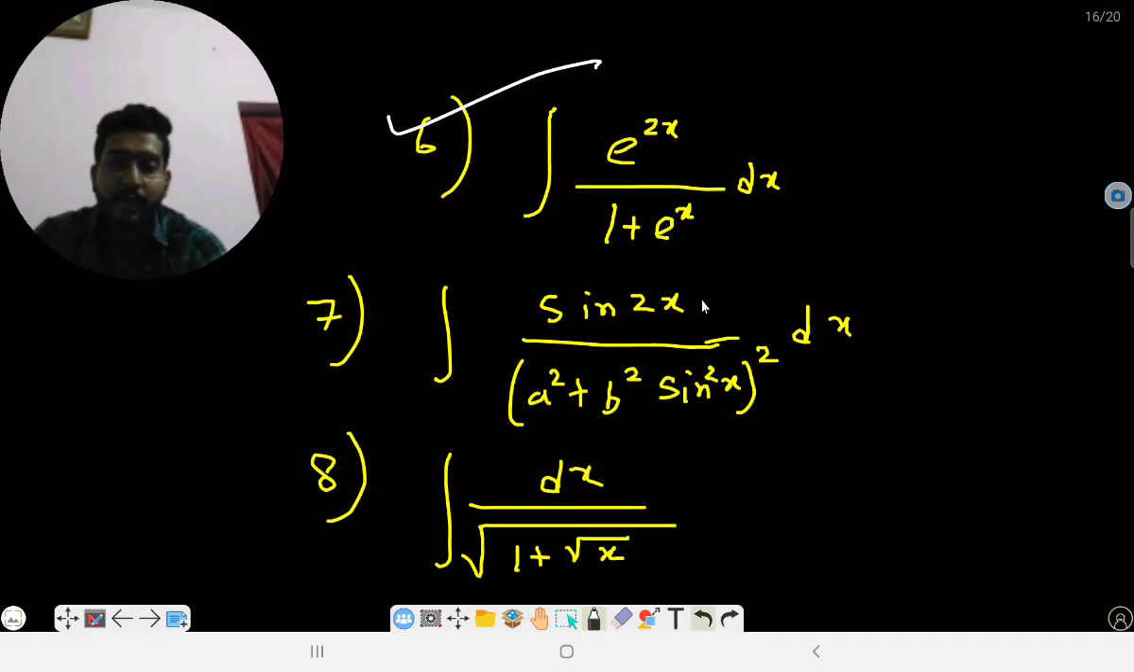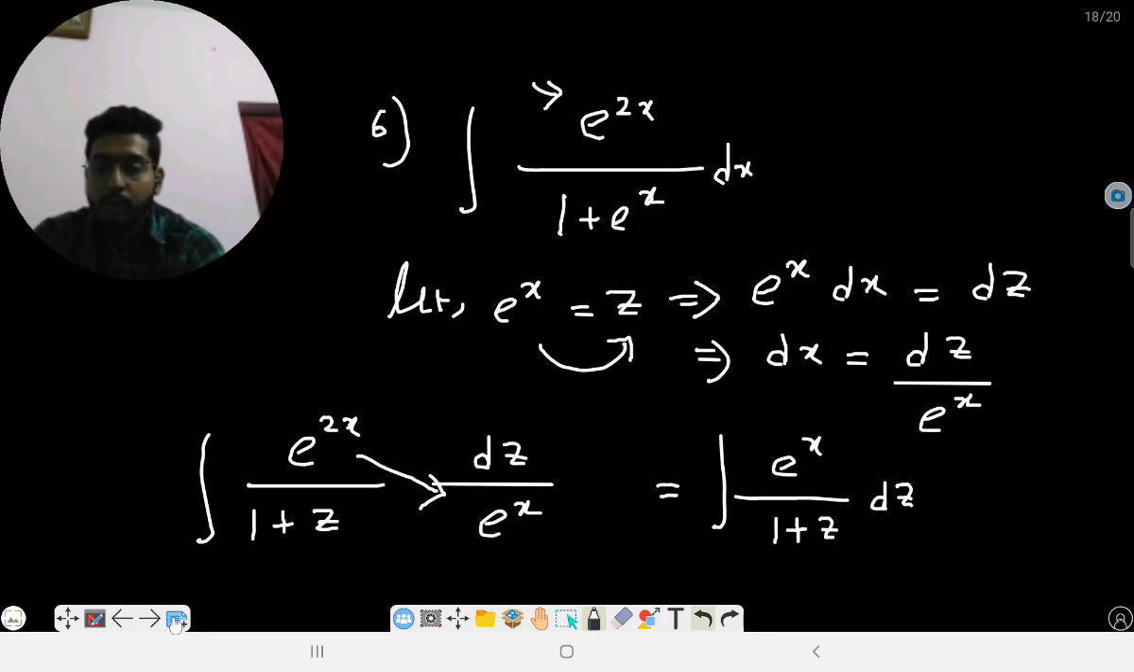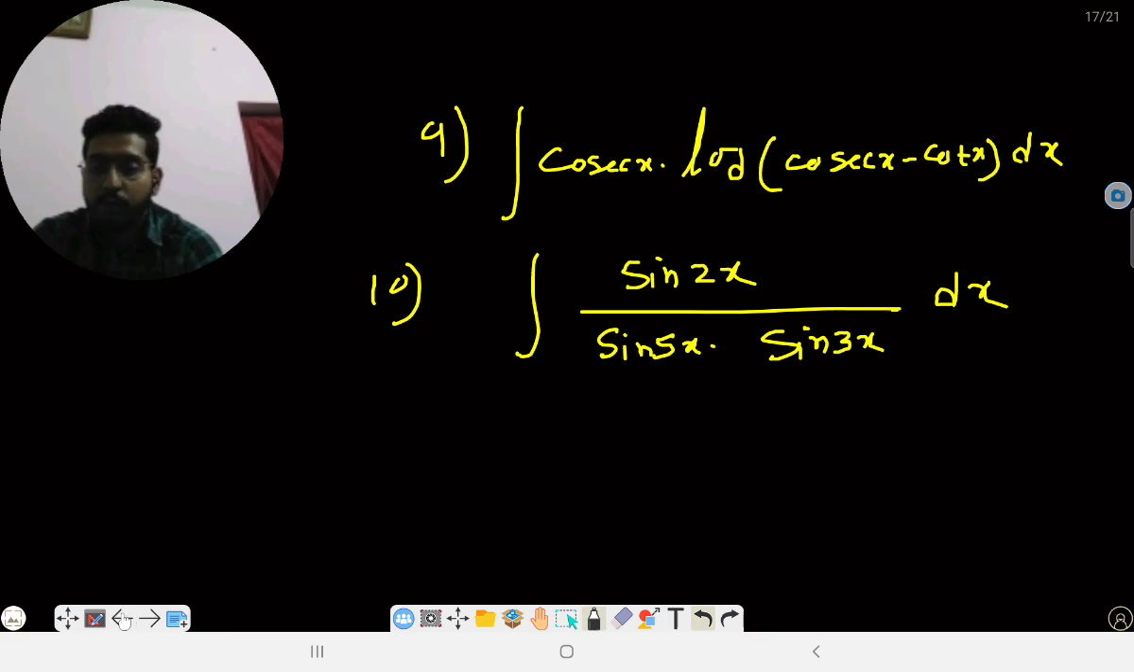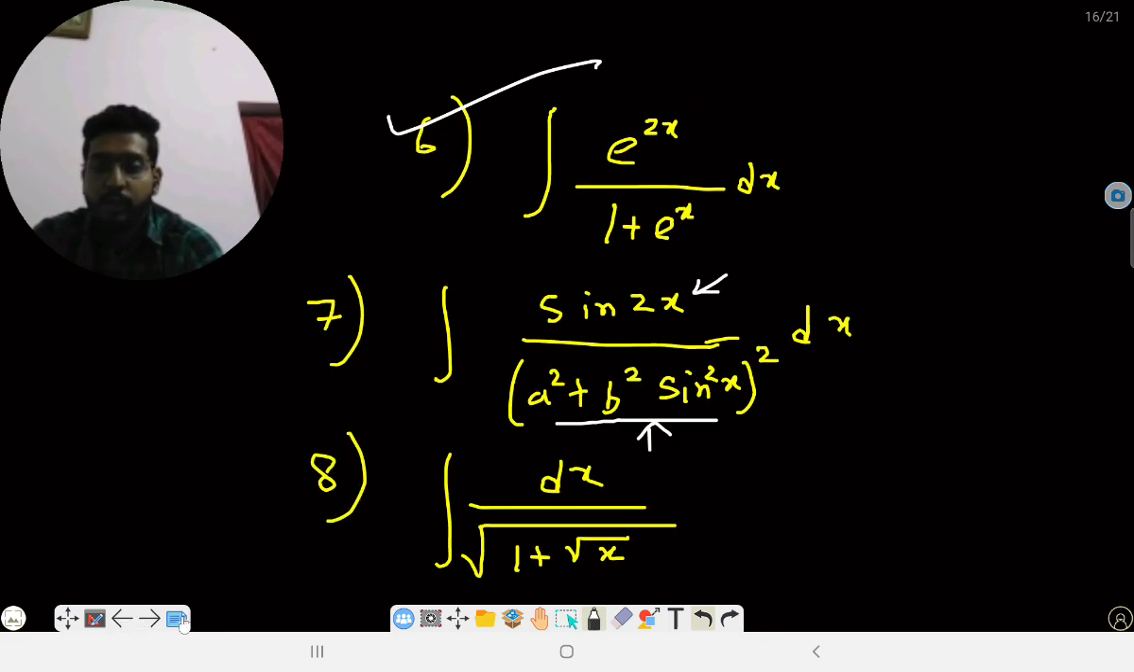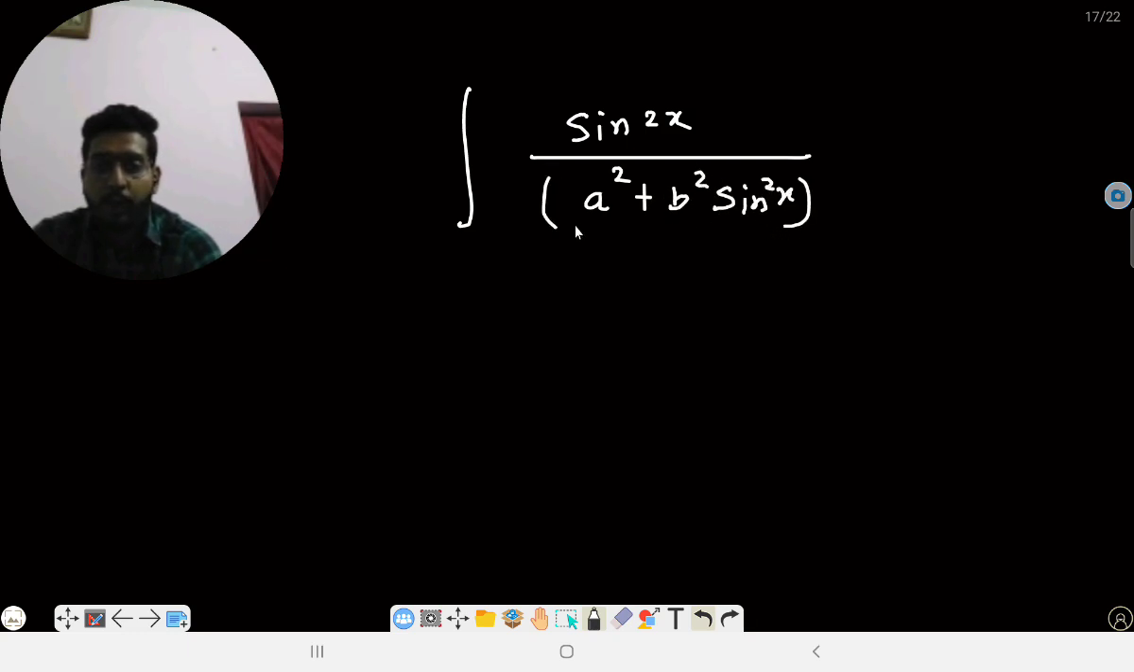Again look at here, sine 2x is there. So a square plus b square sine square x whole square. So you have to take this one as z. So here I am taking, from this, so it is given what? I think it is given integration of sine 2x by a square plus b square sine square x whole square.